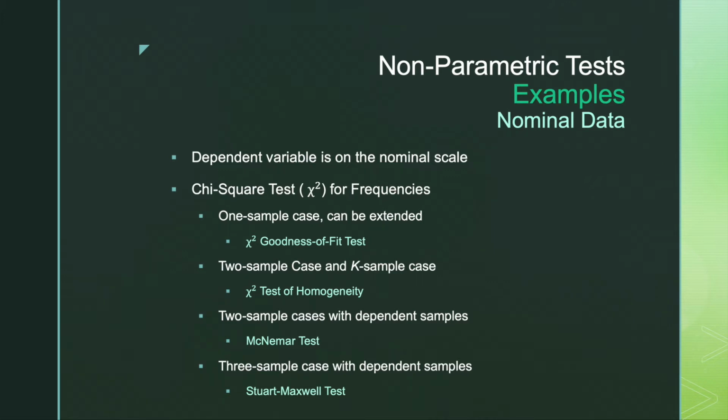For a one sample case, we use the chi-squared goodness of fit test. If you have a 2 sample case or an any number sample case, that's what the K stands for, basically like any number that you want to scale this up to, we would use something called the chi-squared test of homogeneity. If we have a 2 sample case with dependent samples, then we will use the McNemar. That's the one we're focusing on today. And if we were to have a 3 sample case with dependent samples, you would use something called the Stewart-Maxwell test.